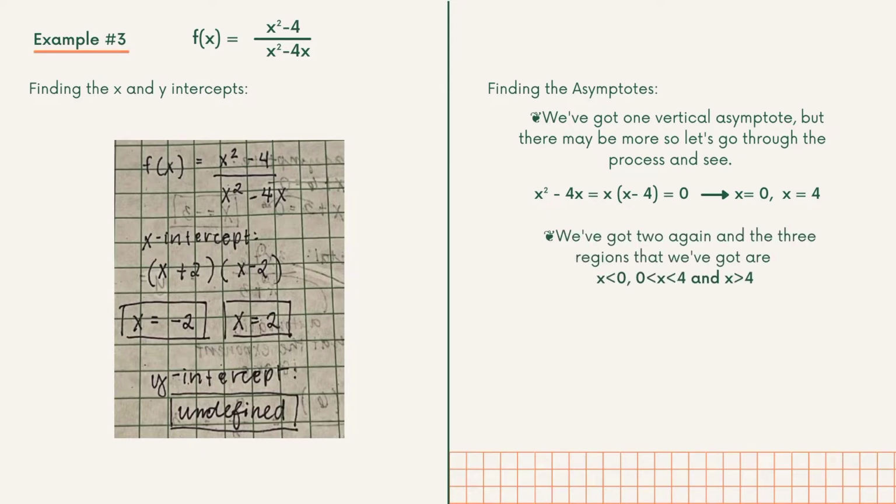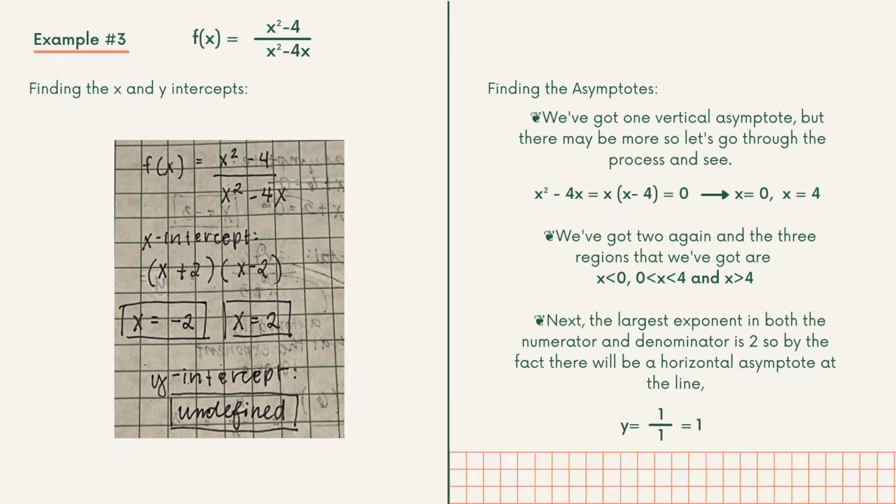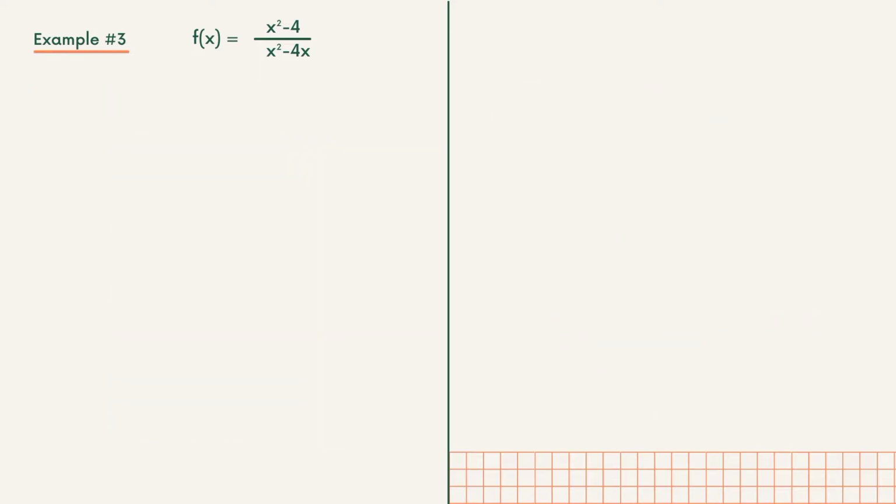We've got 2 again, and the three regions that we've got are x is less than 0, 0 is less than x is less than 4, and x is greater than 4. Next, the largest exponent in both the numerator and denominator is 2, so by the fact, there will be a horizontal asymptote at the line y equals 1 over 1 equals 1.